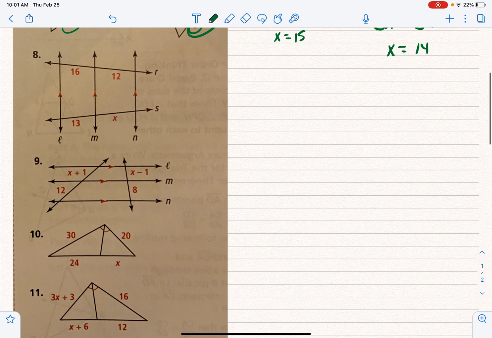All right, keep going. We're at number 8. Number 8, this is where we had those parallel lines. The other lines are cutting through it. And so this is super easy to set up. Everyone should have got this right. 16 is to 13, the same way that 12 is to x.